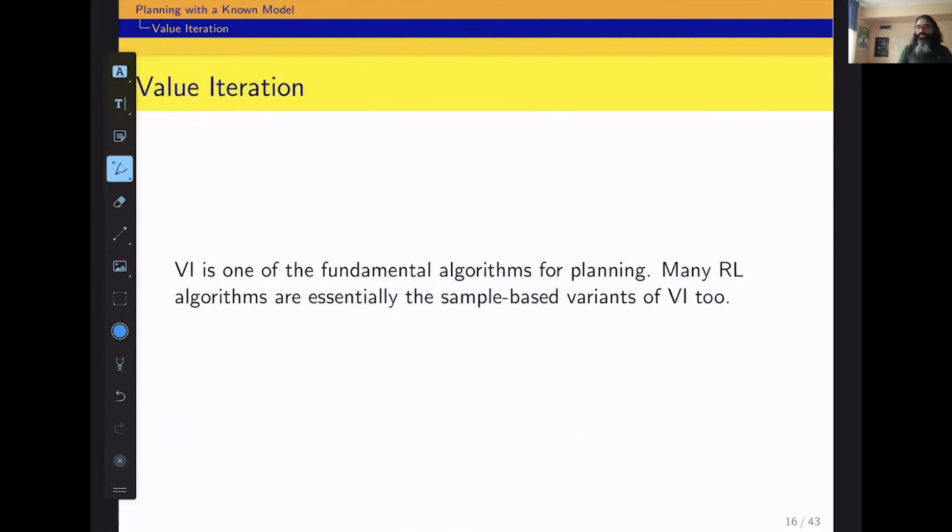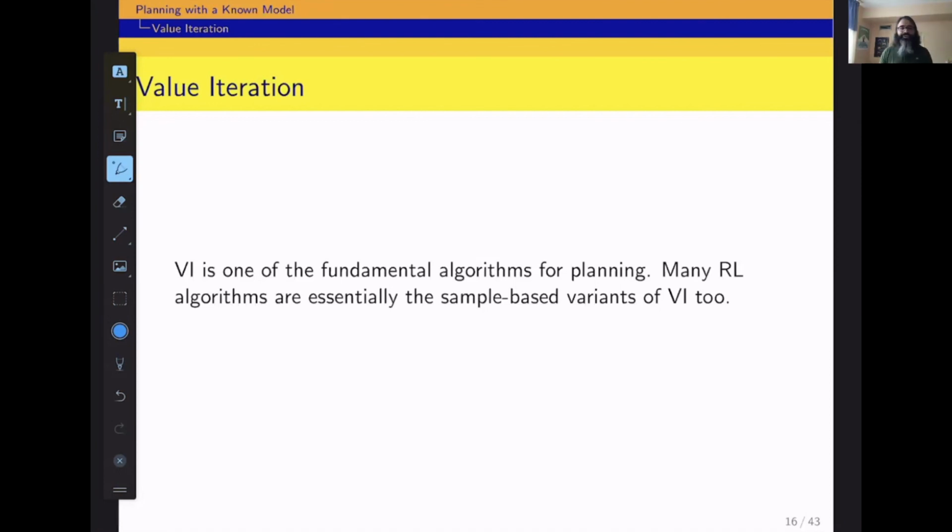Okay, so value iteration is a simple method, you just apply the Bellman operator, but it is also a very important method. It is one of the fundamental algorithms for planning, and you will see that many of the RL methods are essentially sample-based approximations of value iteration. For example, in the first lecture, I talked about Q-learning. You can think of Q-learning as one variant of value iteration, where we use samples instead of doing the whole computation of the Bellman operator.